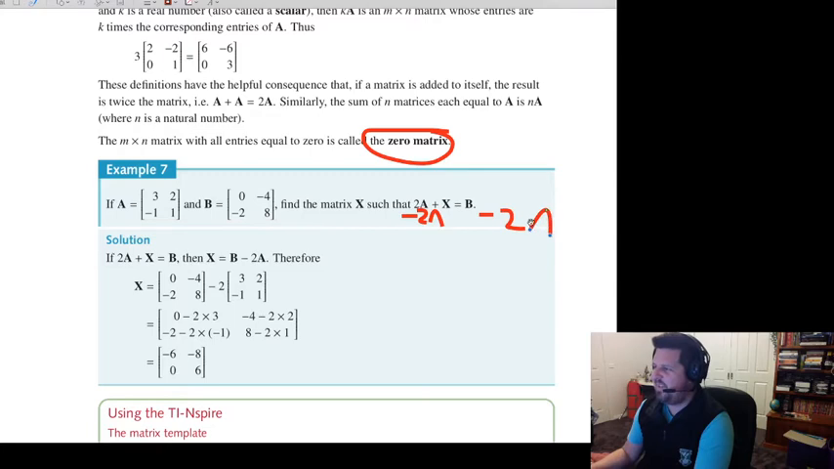2A. Imagine that's an A also. So subtracting 2A from this side, you're left with X on the left hand side. On the right hand side of the equation, you're left with B take away 2A. That's how they got that there.